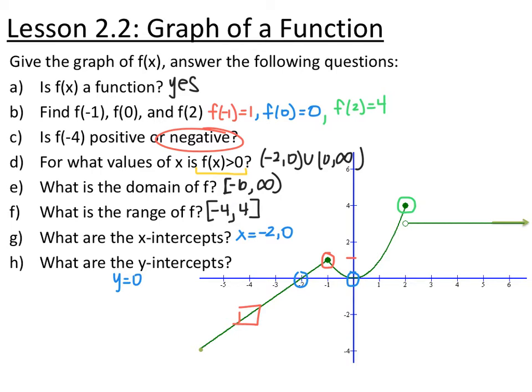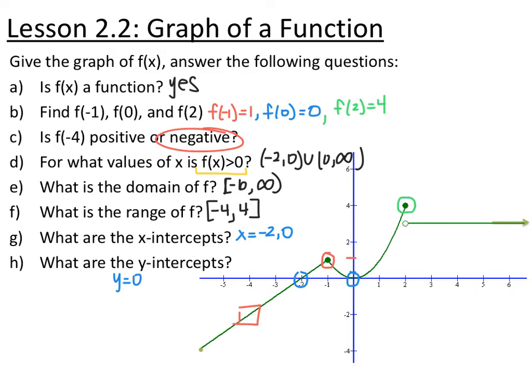f of -1, x equals -1 is right here. Its y-coordinate is 1. f of 0, x equals 0, y equals 0. f of 2, at x equals 2, you looked at the defined one, so y equals 4. Not this one, that's a hole, so it doesn't count, it's only the defined one.